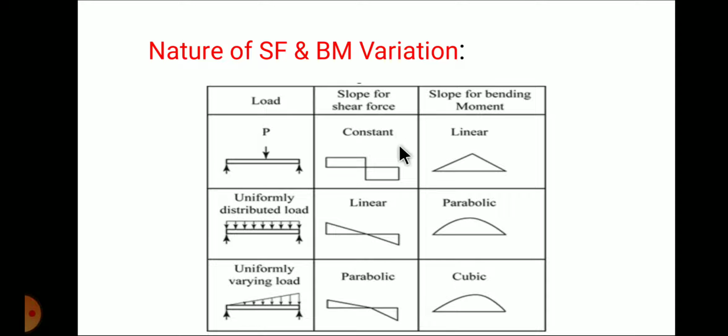For point load, in shear force it will be constant. Next one is linear. In the next, UDL, this linear will move to the shear force. Next, the parabolic will be added. Now in UVL, the parabolic will shift here. Next you need to add cubic. This is how you need to remember the table. Then it will be easy for you to draw the shear force and bending moment diagram.